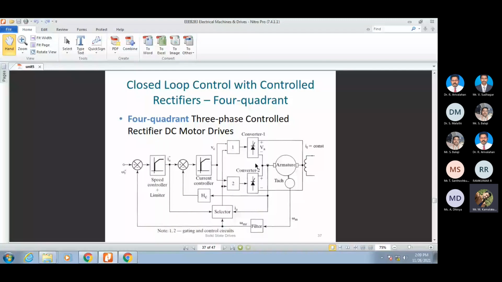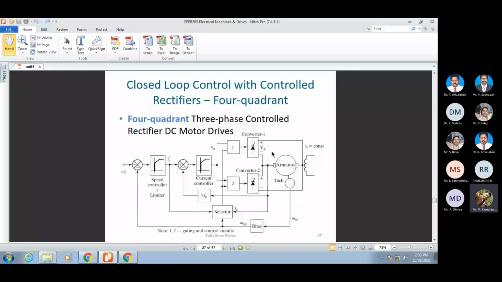Why we are using these 2 converters is that for the forward operation there will be 1 converter, and for the reverse operation another converter will take place. If the converter is operated from the firing angle 0 to 90, then we will experience the motoring operation. If we operate the converter in the 90 to 180 degree mode, then we will experience the reverse operation.